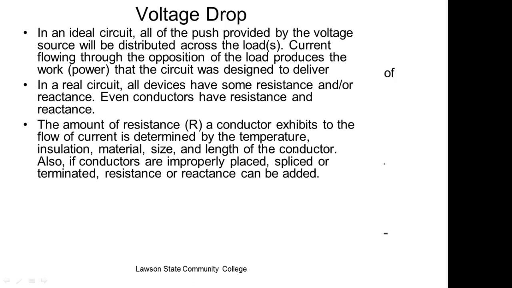The amount of resistance the conductor exhibits to the flow of current is determined by what? Temperature, yeah, but I put insulation in there because in the NEC code for ampacity, that's what they give you. They give you the type of insulator. Because the thicker the insulator is, the more heat it's going to keep. And metals vary their resistance with temperature. The hotter they are, the more resistance they have.